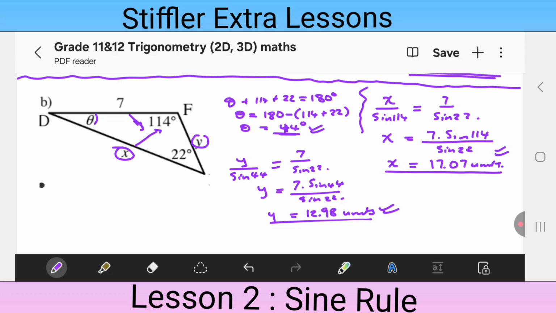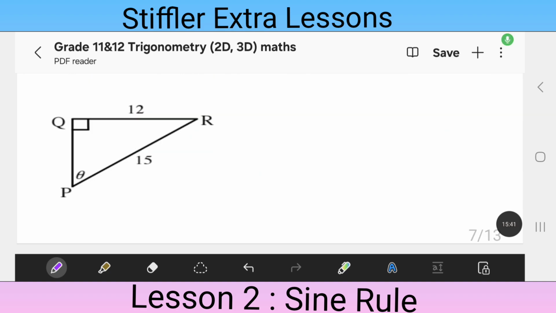Let's see how it goes. Okay, let's take a look at this one now. So this is a right angle triangle. We can see that this is 90 degrees and it is opposite to 15, and also our 12 is opposite to theta there. So this will be simple. It's either you can use the ratio straightforward, or you can use also the sine rule. It's also still the same.